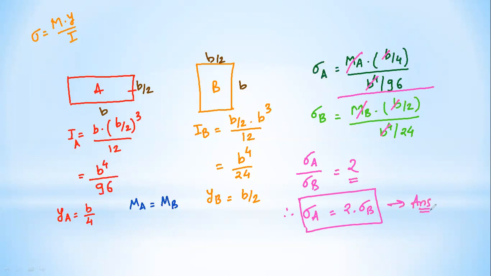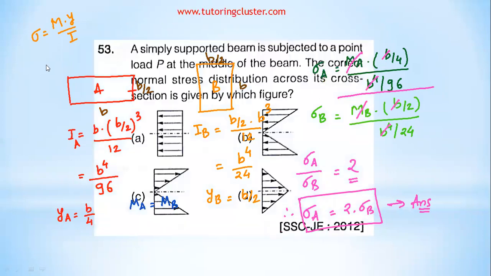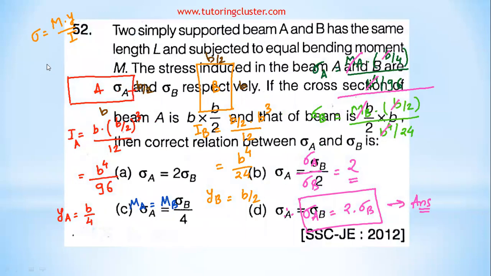Yes, is it clear? So step by step, we are solving this problem so that there will be no difficulty, right? So the correct answer will be, let us check the correct answer. Correct answer will be A. See here, sigma A is equal to sigma B. This will be our answer.